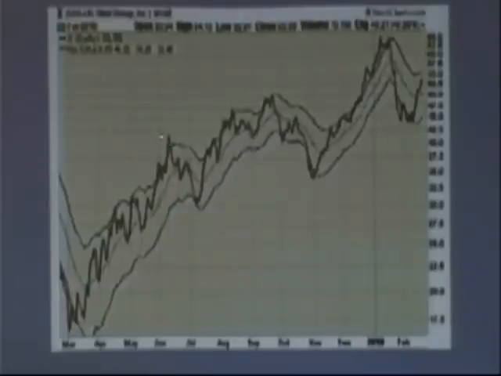Here's another one right here. It actually got above the channel. It closed above the channel. So that's a high probability sell signal right there.